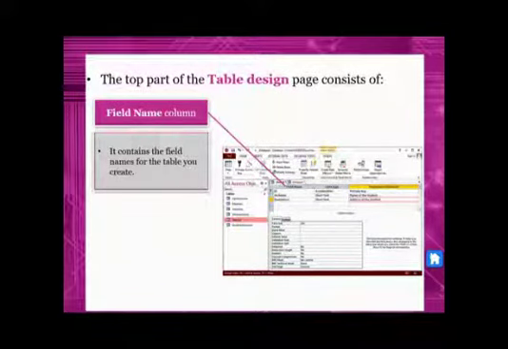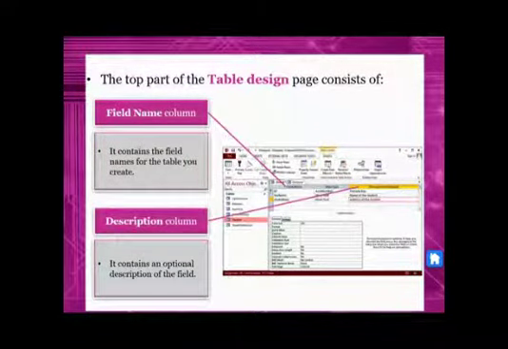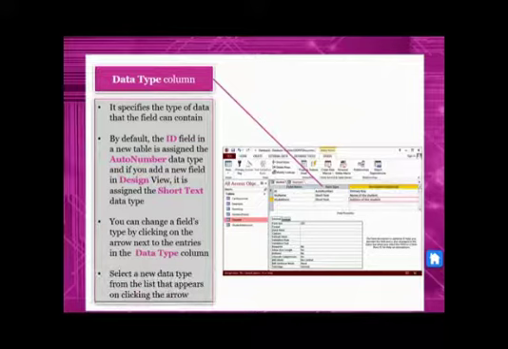The top part of the table design page consists of field name column. It contains the field names for the table you create. Description column. It contains an optional description of the field. Data type column. Data type column specifies the type of data that the field can contain.